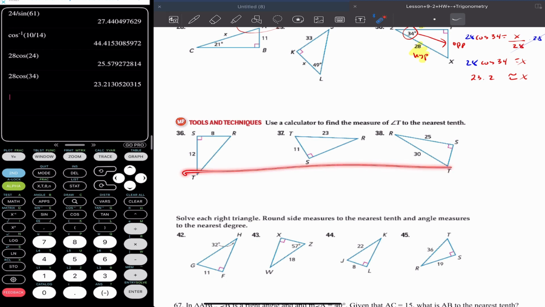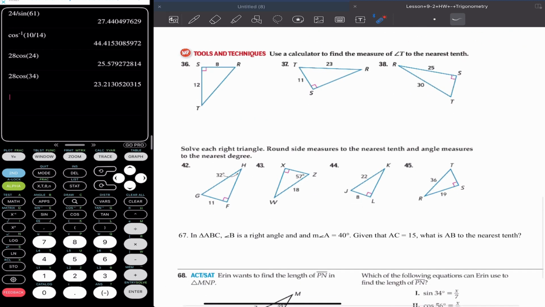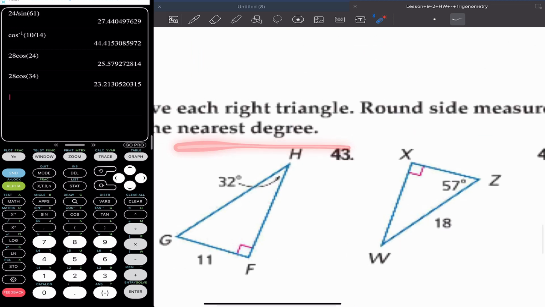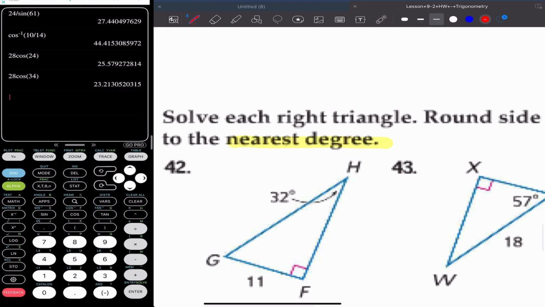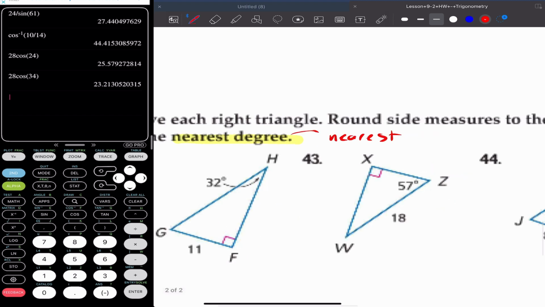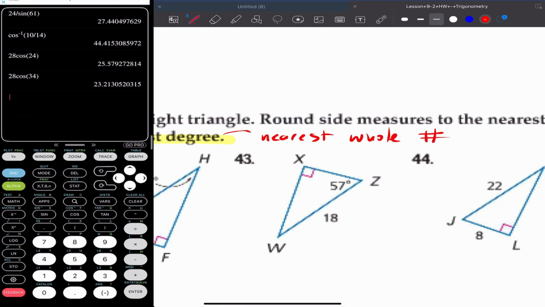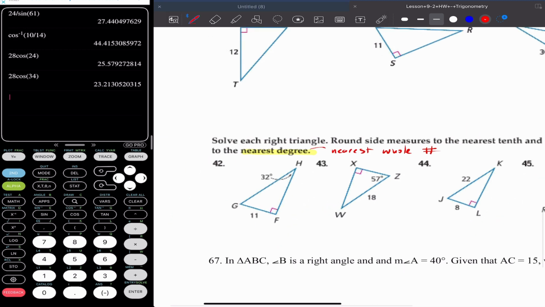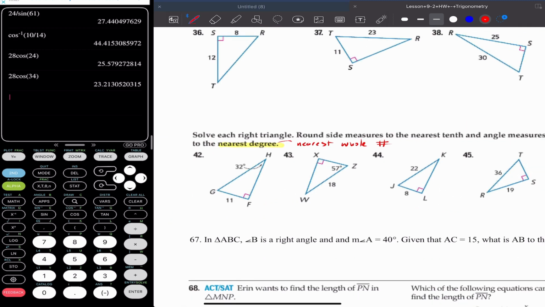All right, no, not these. These are repeats. This one, I need you to make sure you read the directions carefully. It says solve each right triangle, round the side measures to the nearest tenth, and the angle measures to the nearest degree, which is a fancy way of saying, okay, to the nearest whole number. They say nearest degree because you're dealing with angles, so you want your angle measures to be a whole number. Now, what this is saying is you gotta find all the sides and find all the angles, right?